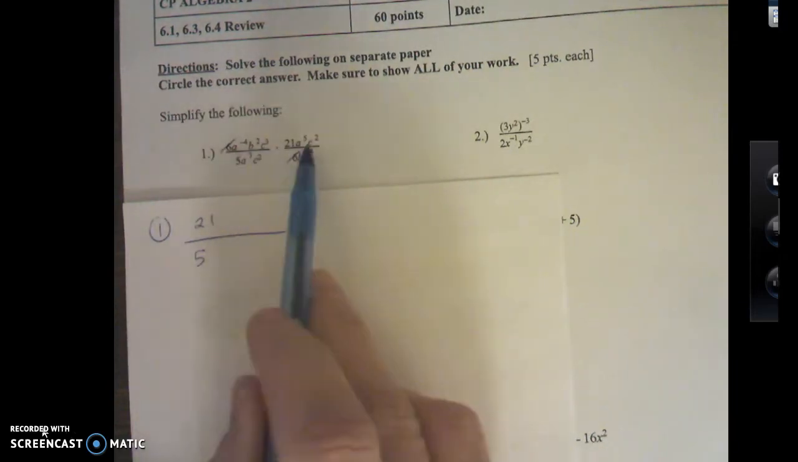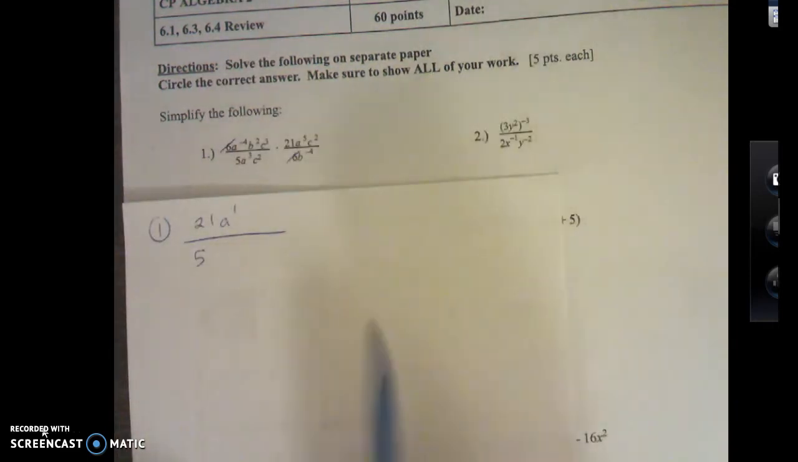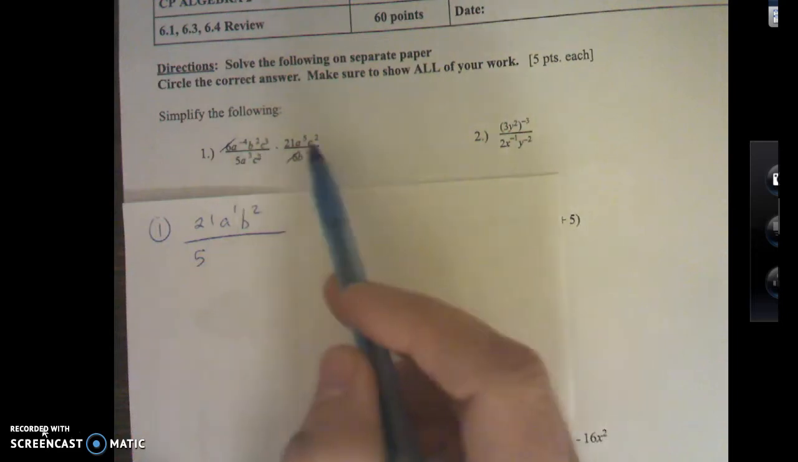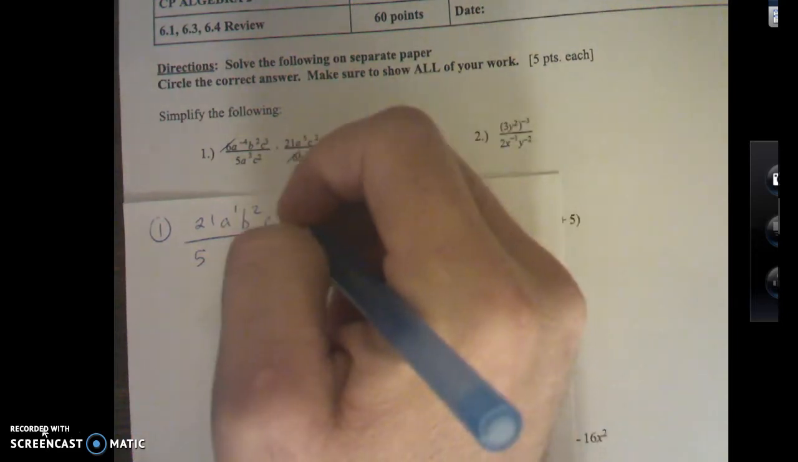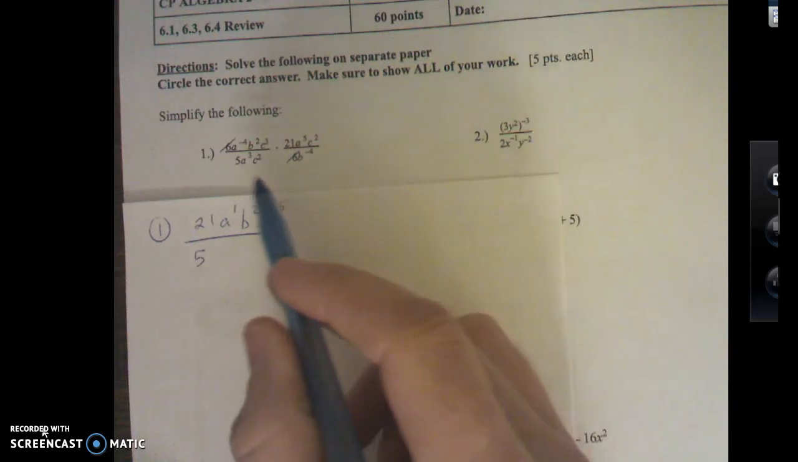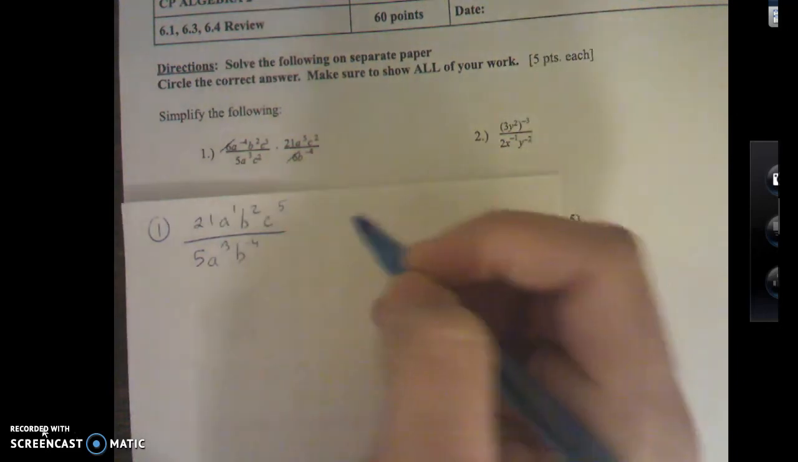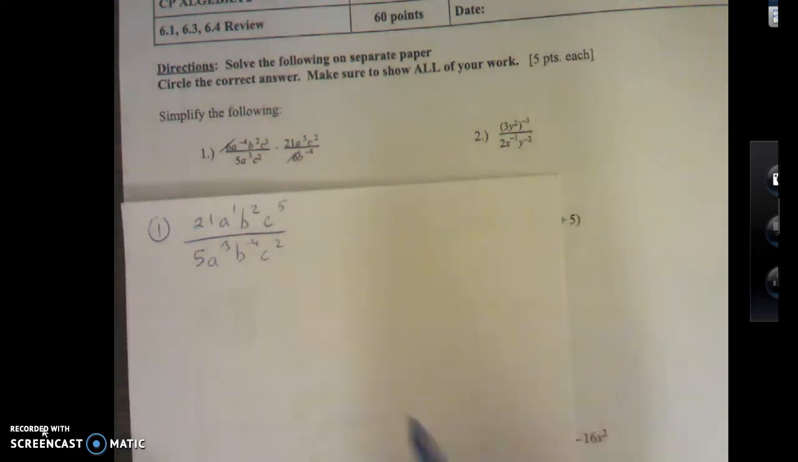A to the negative fourth times a to the fifth. I add my exponents, and I have a to the first. I only have b squared on top. And I only have c cubed times c squared is c to the fifth. Okay. Now, down low I have 5. Then I have a cubed, b to the negative fourth, and then I have c squared. Alright. Next thing I'm doing is I'm taking a look at my numbers out front, which again I'm good with. 21 over 5 is 21 over 5.